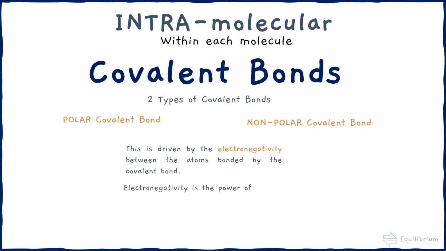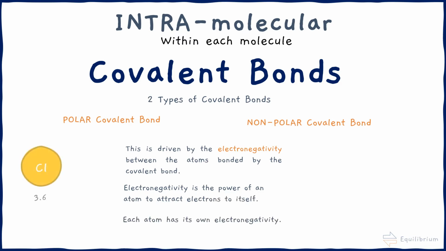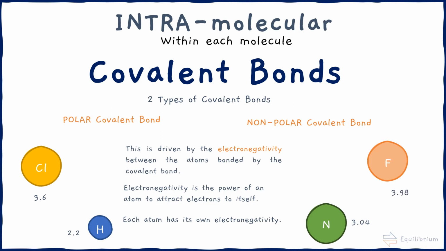Electronegativity is the power of an atom to attract electrons to itself. Each atom has its own electronegativity. For example, chlorine has an electronegativity of 3.6, hydrogen 2.2, nitrogen 3.04, fluorine 3.98.